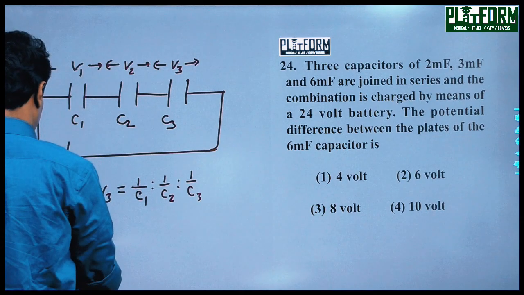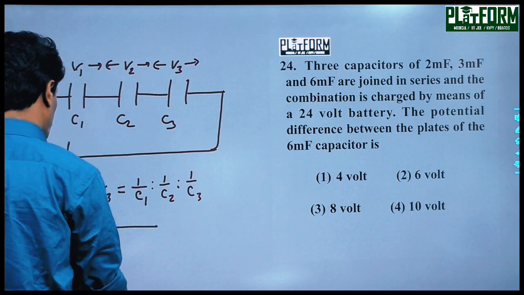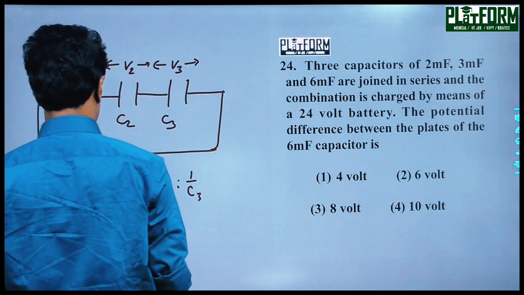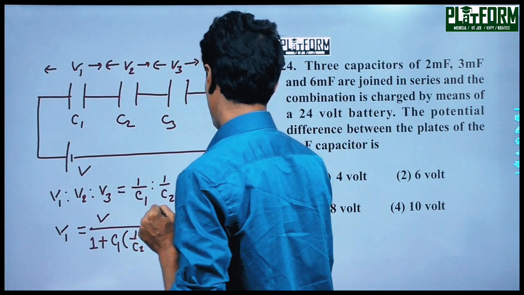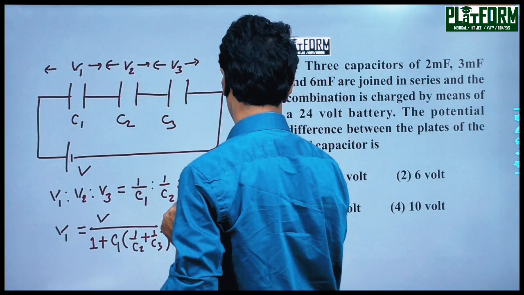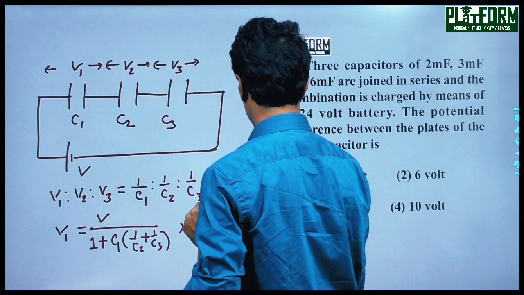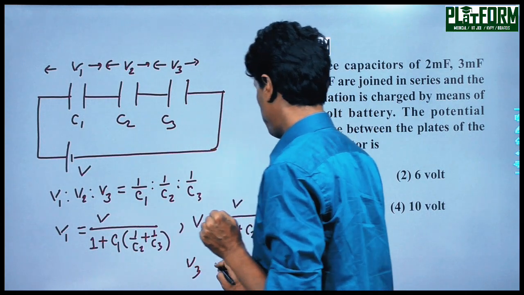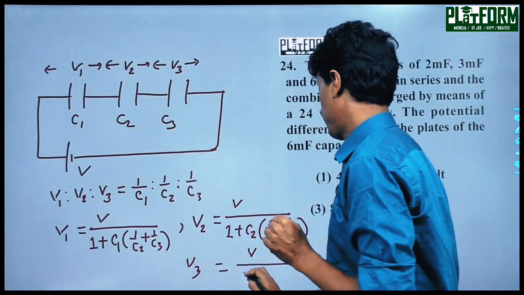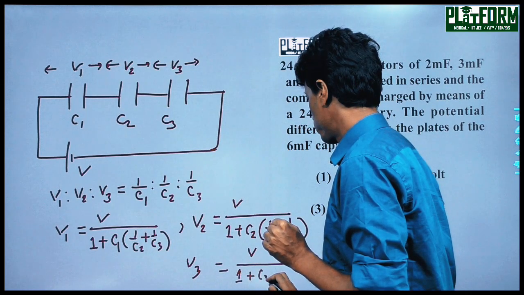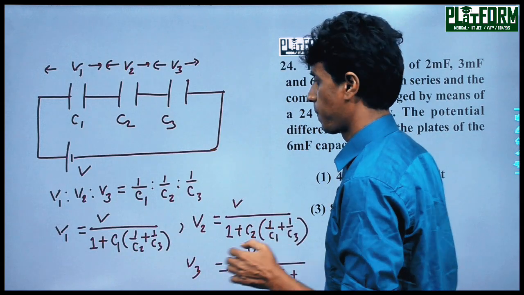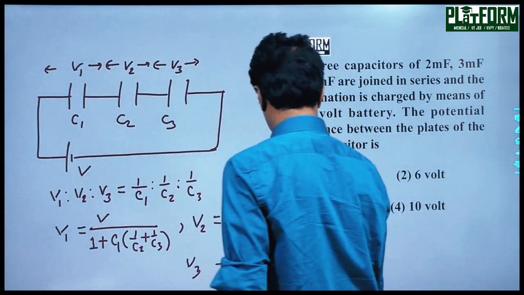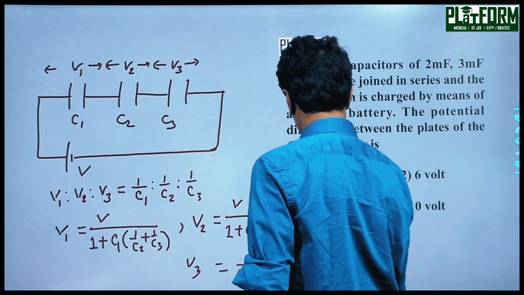So by simple arithmetic, V1 equals V times 1 over C1 times (1/C1 + 1/C2 + 1/C3), and similarly V2 equals V times 1 over C2 times (1/C1 + 1/C2 + 1/C3), and V3 equals the total potential V times 1 over C3 times (1/C1 + 1/C2 + 1/C3).